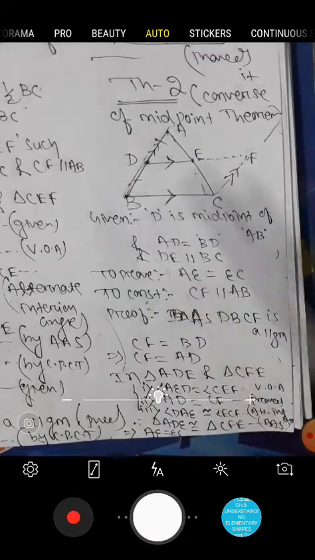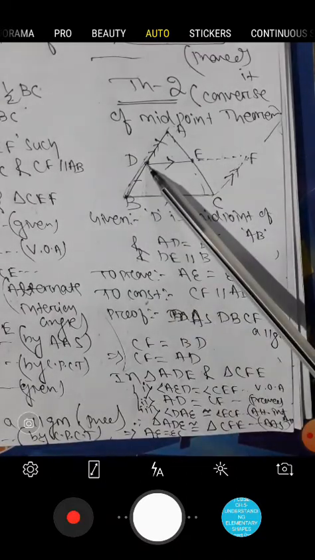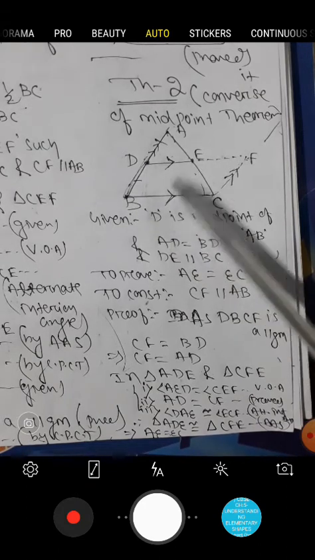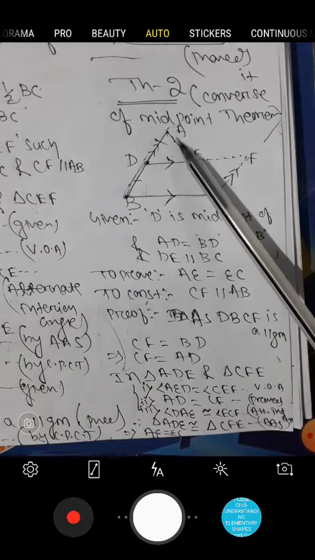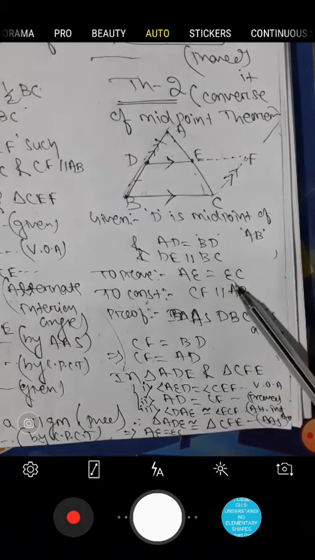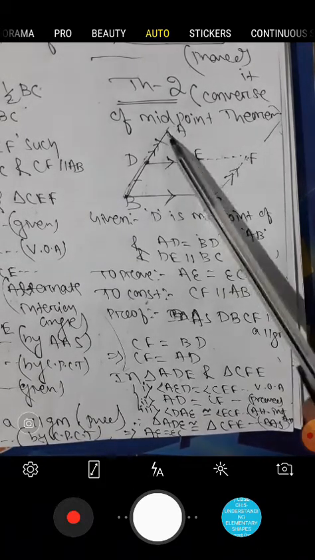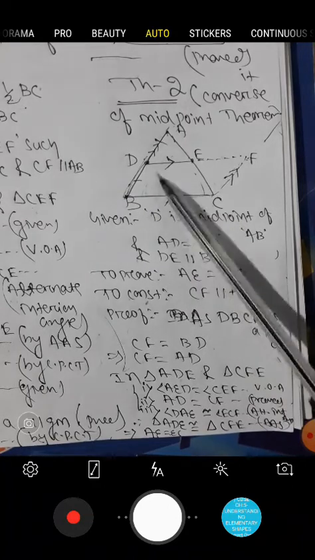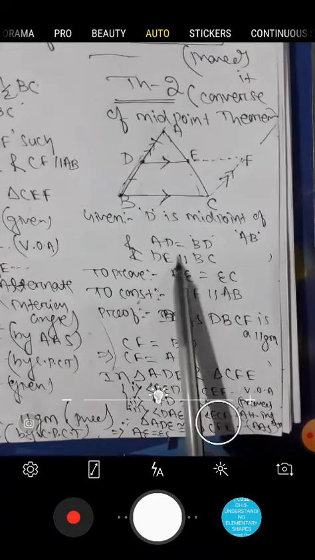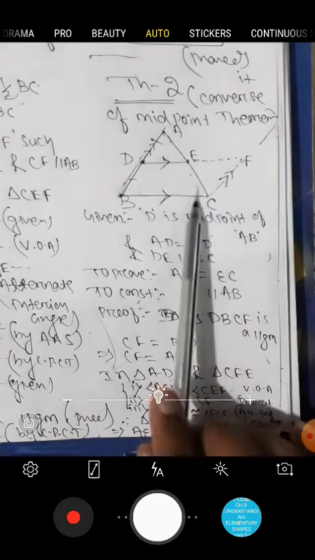The converse midpoint theorem states that a line segment drawn from the midpoint of one side of a triangle parallel to the second side bisects the third side. That is, it is bisecting the AC side. AE equal to EC is our proof, children. All other given data, like AD is equal to BD, as point D is the midpoint of line AB. And we are going to prove AE equal to EC.